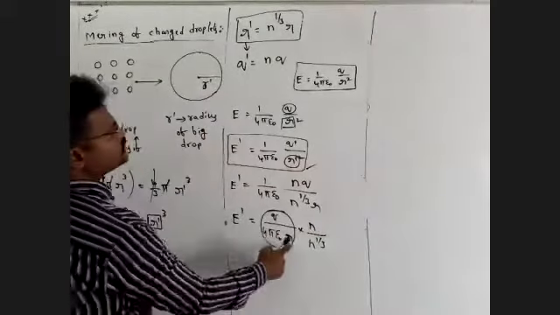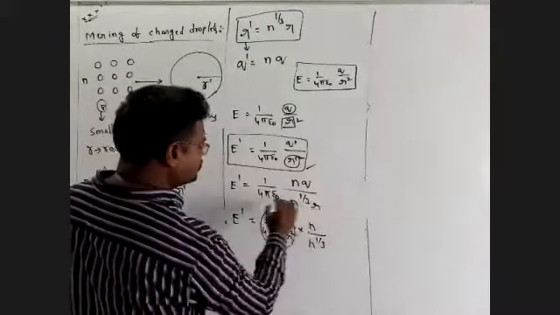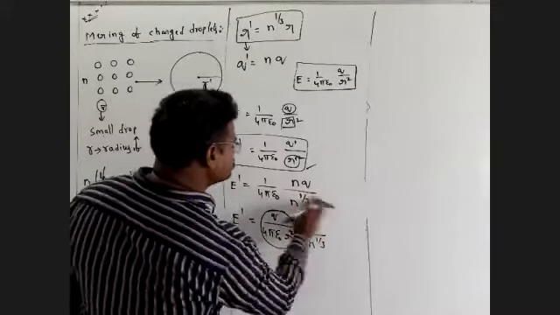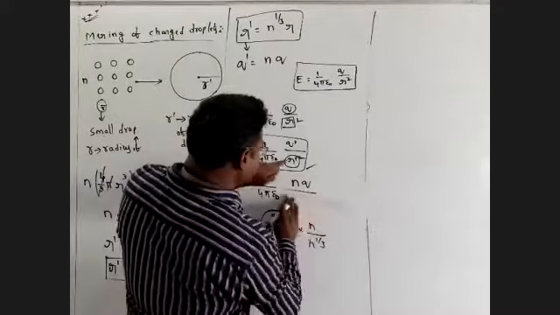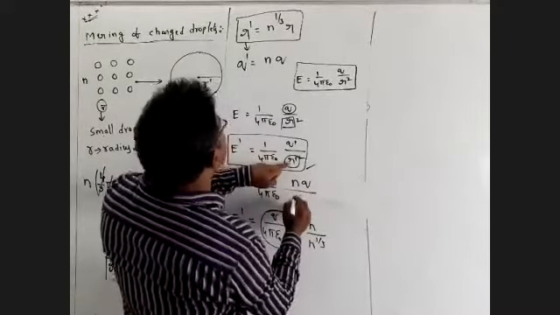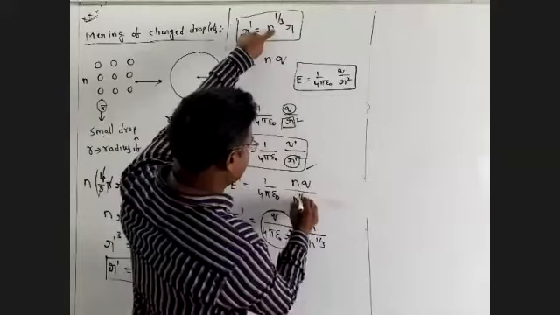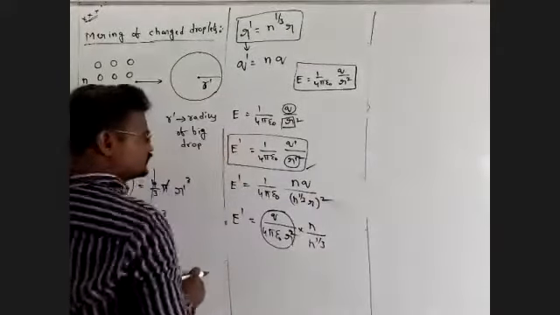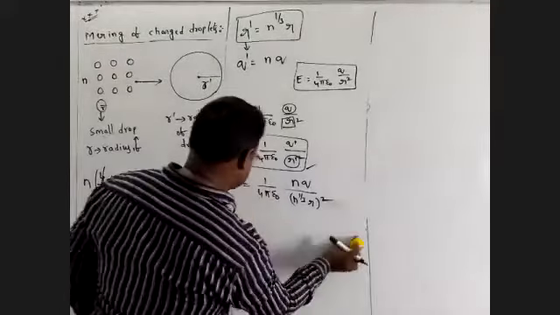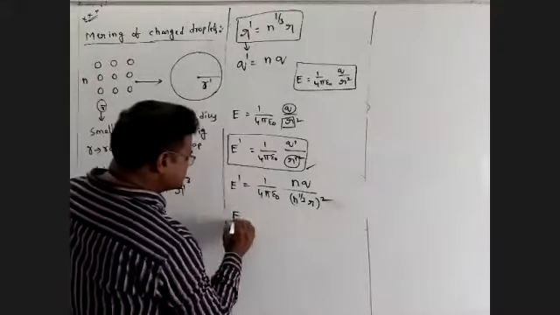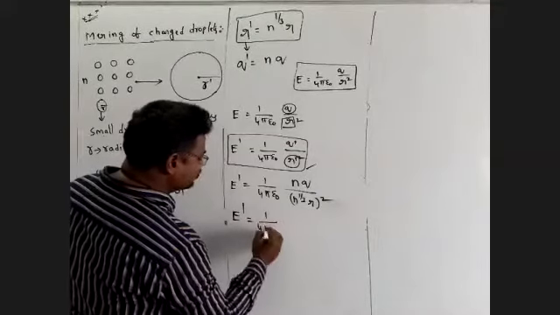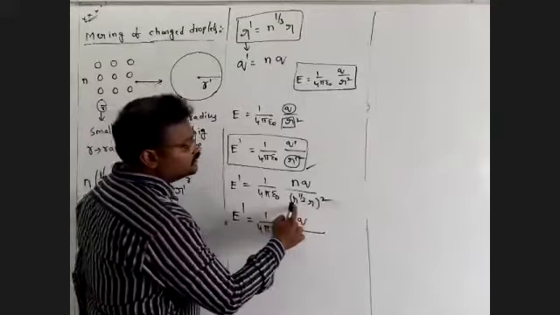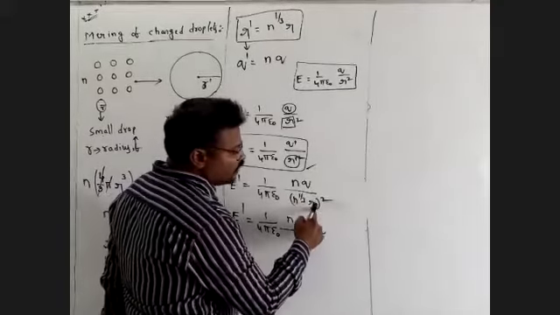Q by 4 pi epsilon naught R square, sorry, this is R square. This is the value R dash. What is the R dash value? R dash is N power of 1 by 3rd into R, whole square. E dash is equal to 1 by 4 pi epsilon naught, N cube by N power of 1 by 3rd into R, whole square.